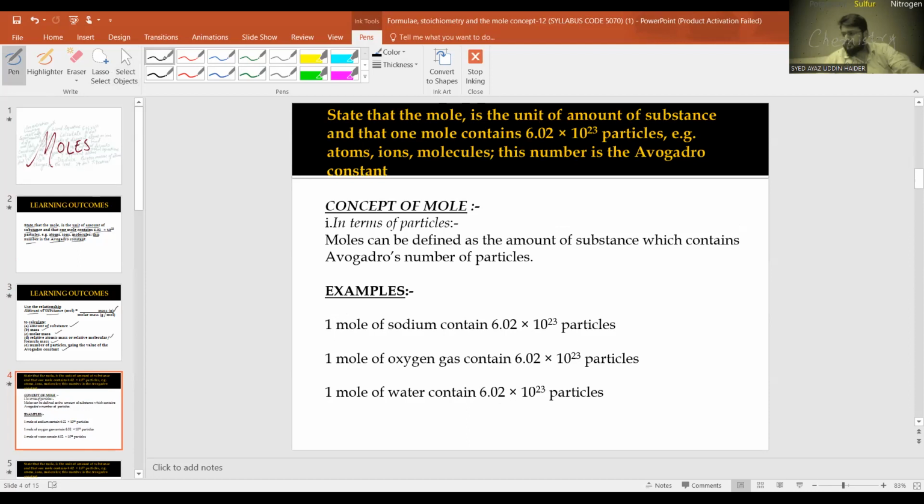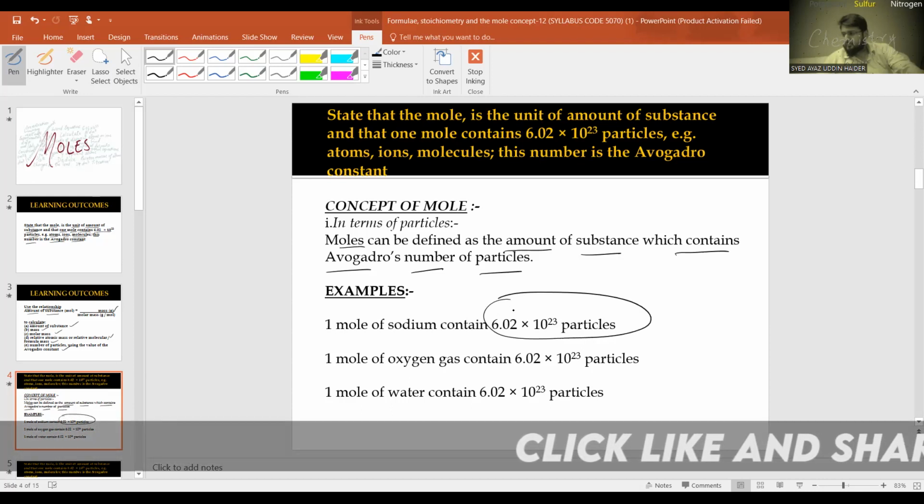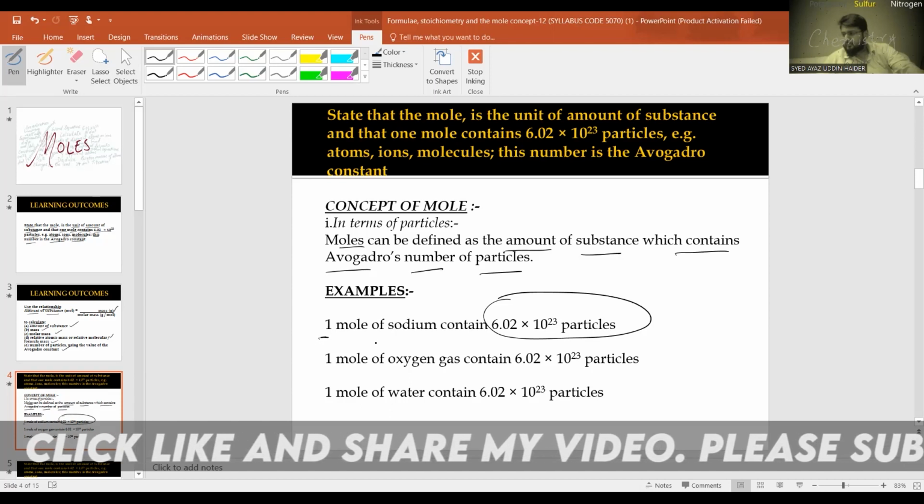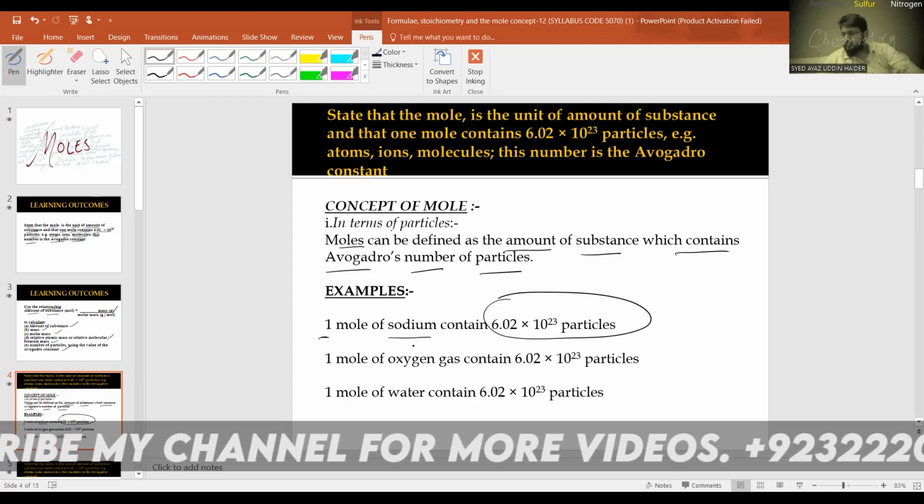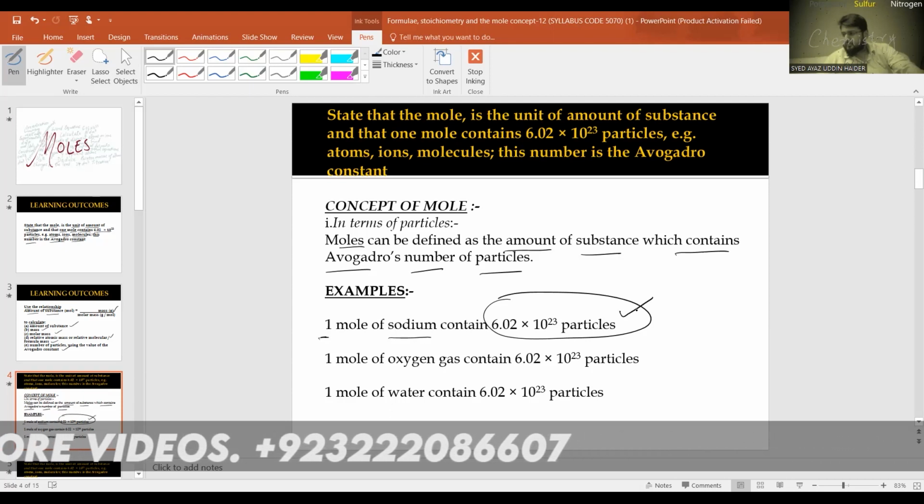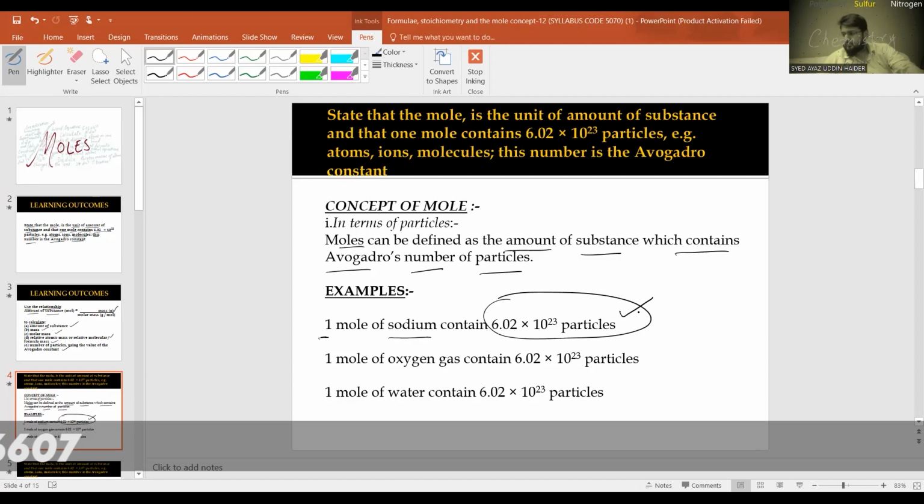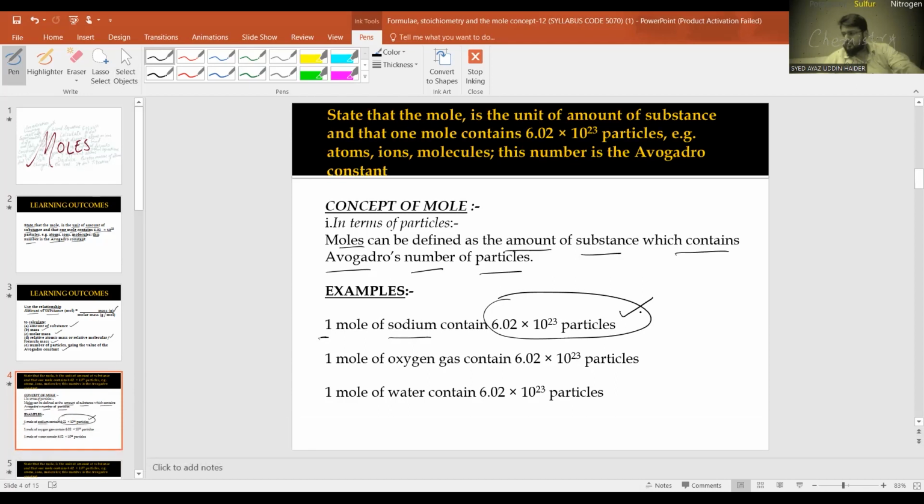Let's start with the concept of moles. In terms of particles, you define mole as the amount of substance which contains Avogadro's number of particles. That number of particles is 6.02 × 10^23 particles. Remember, we are talking about 1 mole of any substance. For example, if you have 1 mole of sodium, it must contain this number of particles. This is the Avogadro number, 6.02 × 10^23.